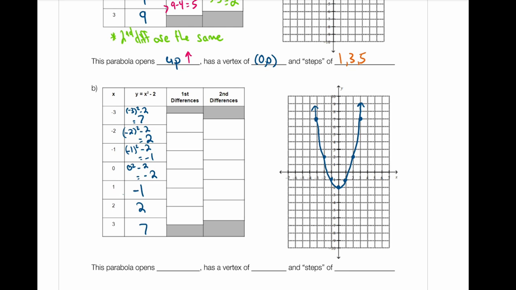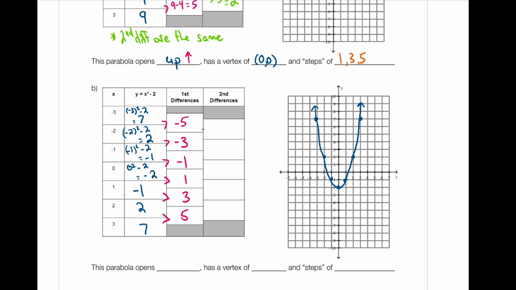Just to double check, we can go through and look at the first differences. So 2 minus 7 is -5. -1 minus 2 is -3. -2 minus -1 is -1. -1 minus -2 is 1. 2 minus -1 is 3. 7 minus 2 is 5.